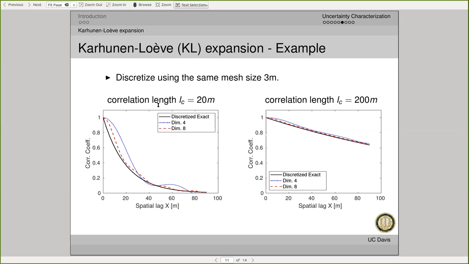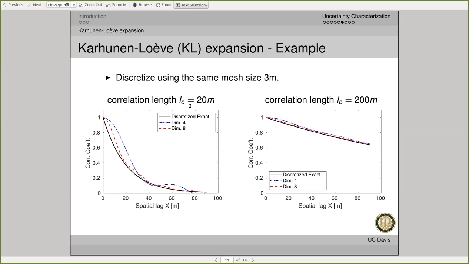And here we are showing the influence of the different correlation lengths. To identify the correlation structure, the correlation length is a very important parameter that controls the decaying of the correlation. Our original correlation length is 50 meters. Now I'm showing you 2 examples, of 20 meters and 200 meters.